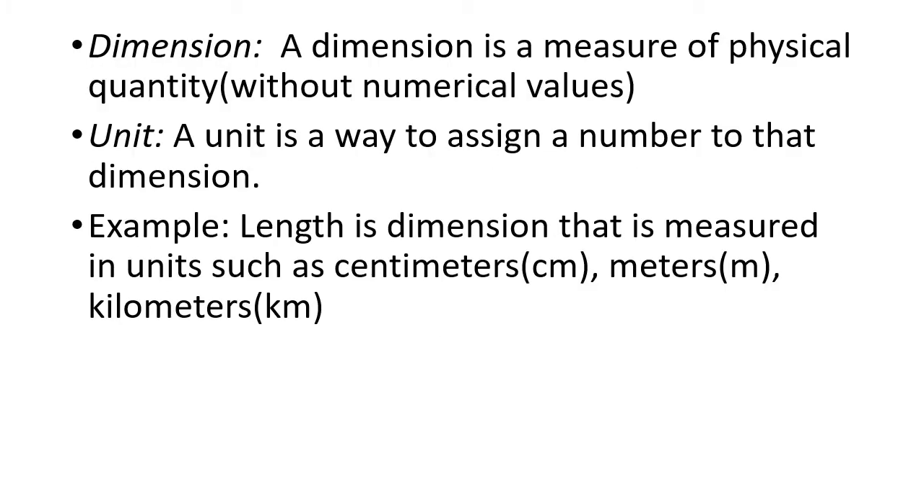So what is a dimension? A dimension is a measure of physical quantity. For example, you take the length. Length is a dimension, and the unit, we assign some number to that dimension, so that we call it as unit. So what is the unit of length? Unit of length can be centimeters, meters, kilometers.